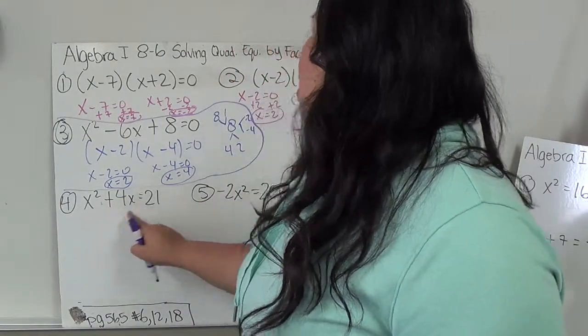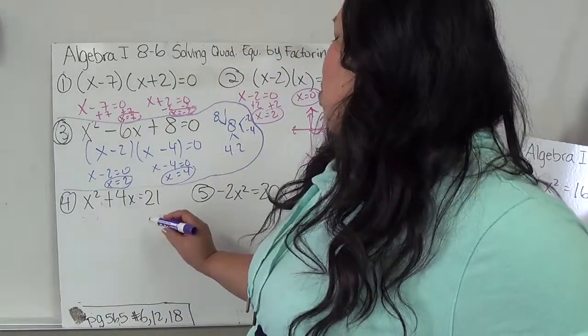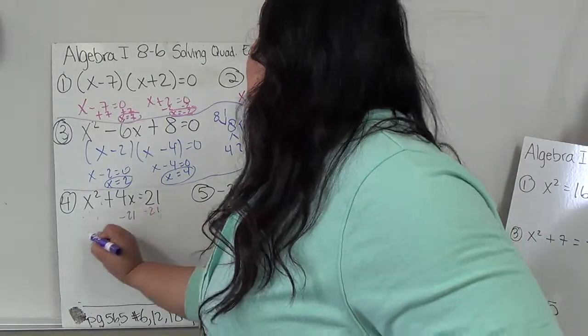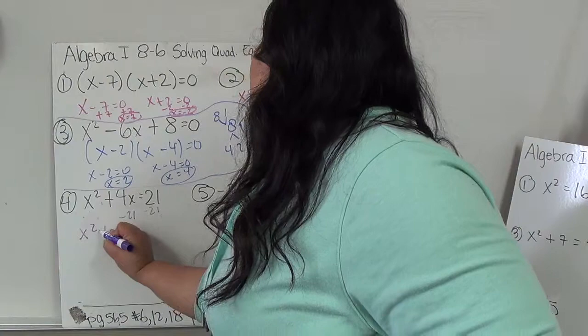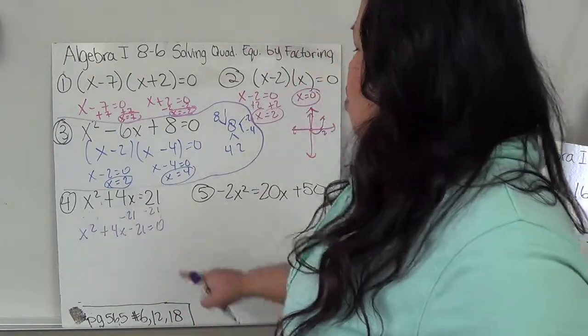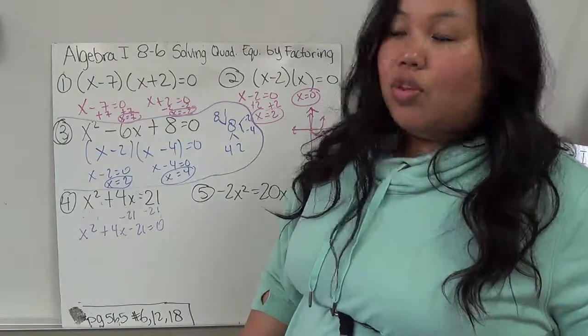All right. So what I'm going to do first and foremost is make everything equal to 0. And I can do that by getting rid of everything on one of the sides. So I'm going to get rid of 21. By subtracting 21 on both sides, I end up with x squared plus 4x minus 21 equals 0. From there, I just apply everything that I learned there.